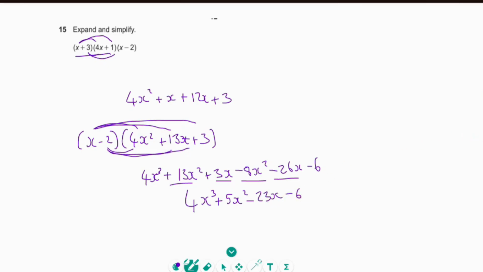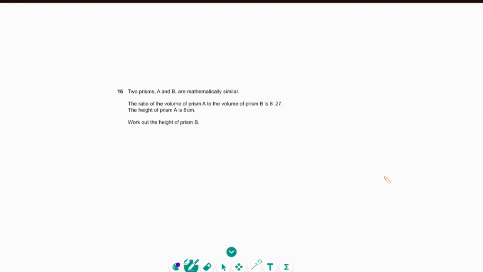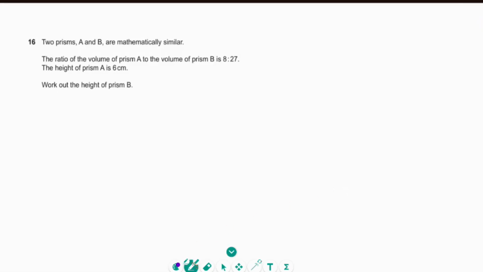Final answer. Question 16. 2 prisms are mathematically similar. The ratio of the volume of prism A to the volume of prism B is 8 to 27. Height of prism A is 6 centimetres. Work out the height of prism B. Similar shapes. Got volume to volume, so we can find the scale factor. So 27 divided by 8.